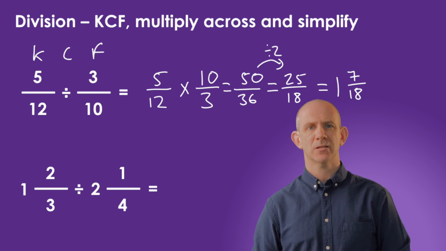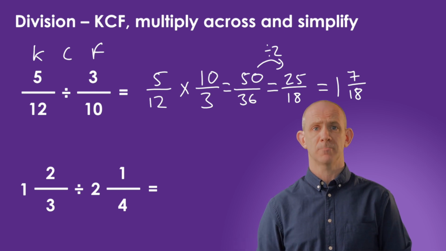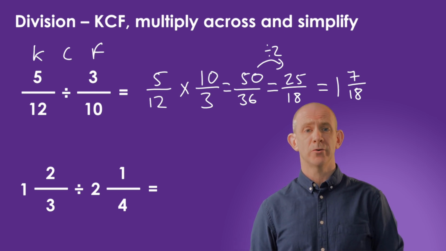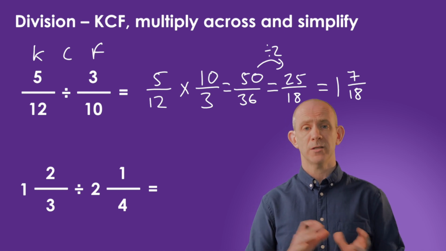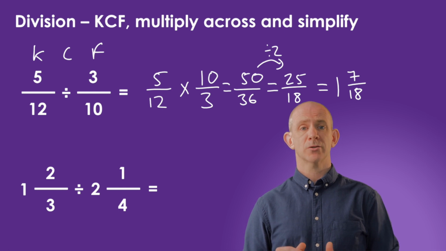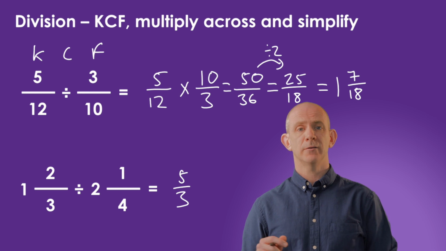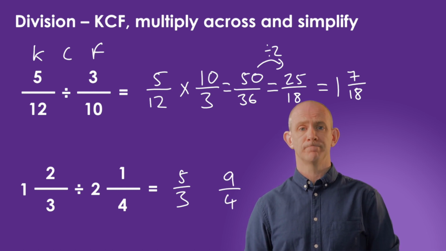Lastly, when looking at mixed numbers in division, I need to convert them into improper fractions before proceeding with the keep, change, flip process. So here we have 1 2/3 divided by 2 1/4. So we're going to convert these into improper fractions first. 1 times 3 is 3, plus 2 gives us 5 over 3. Divided by 2 times 4 is 8, plus 1 would give us 9 over 4.